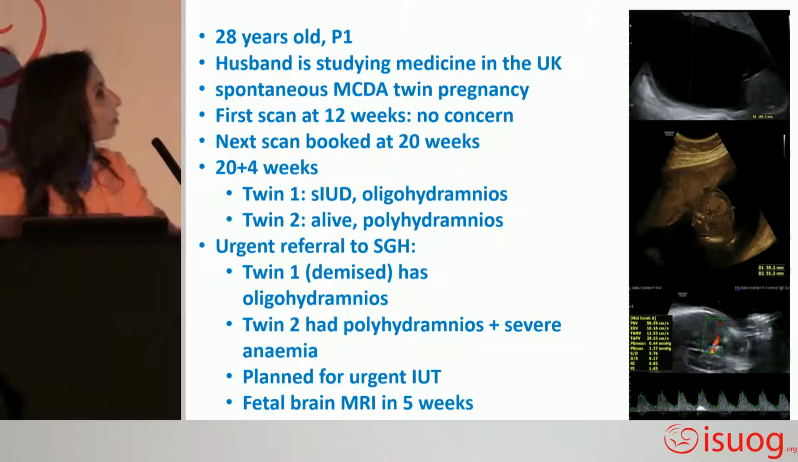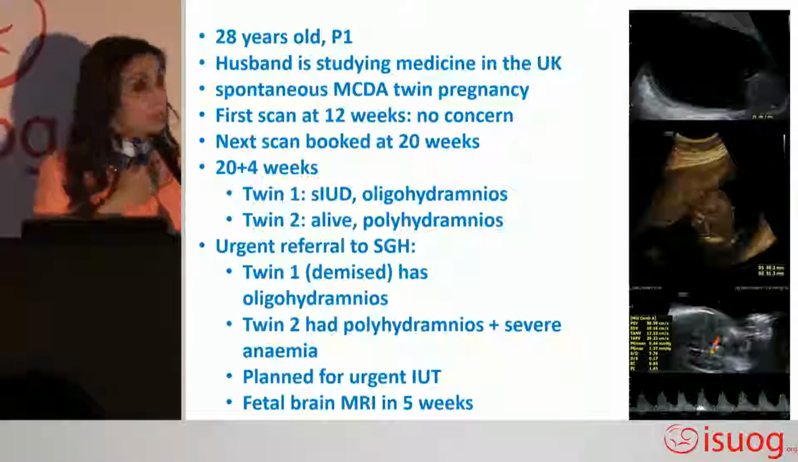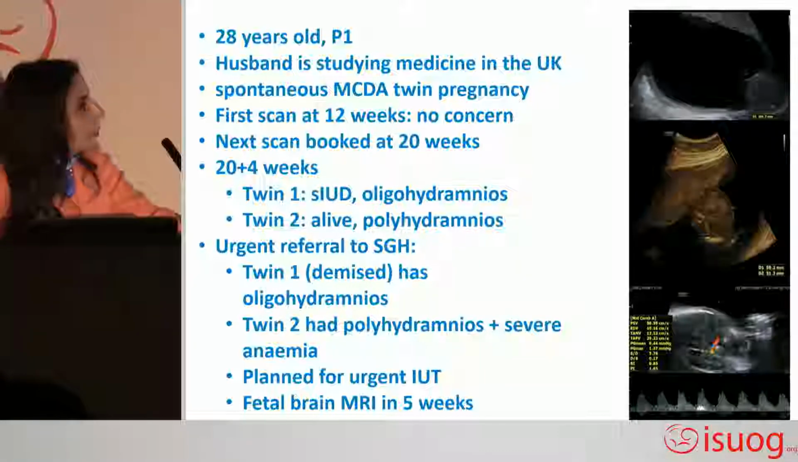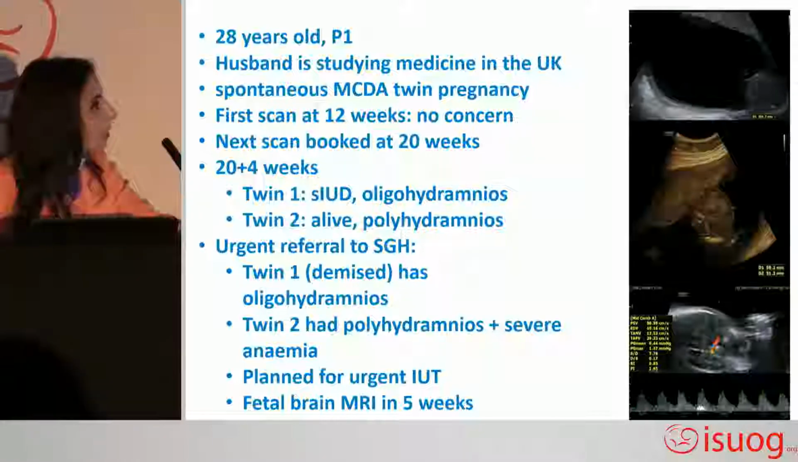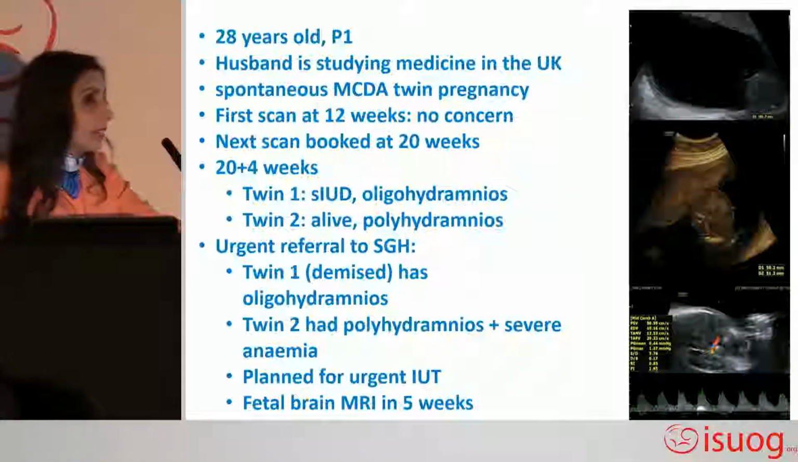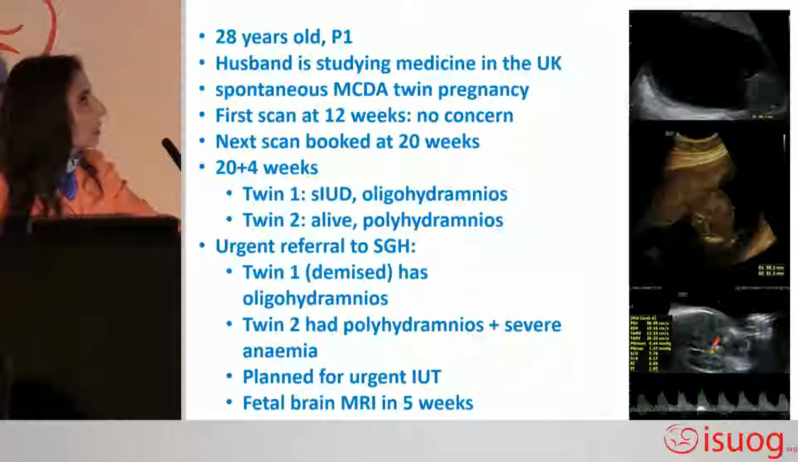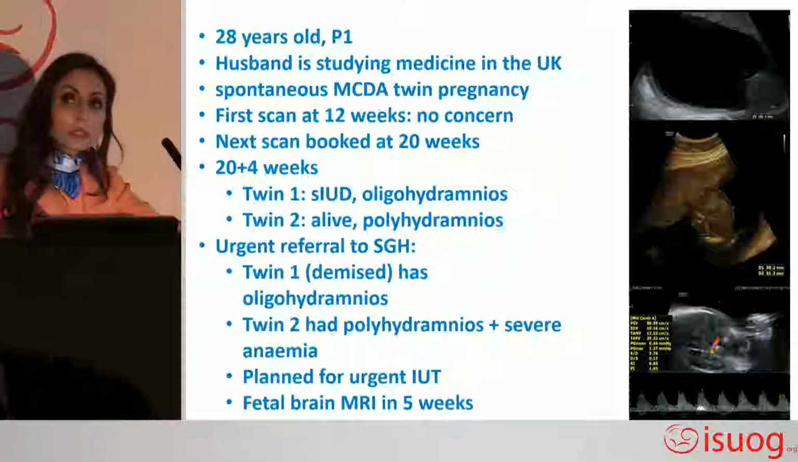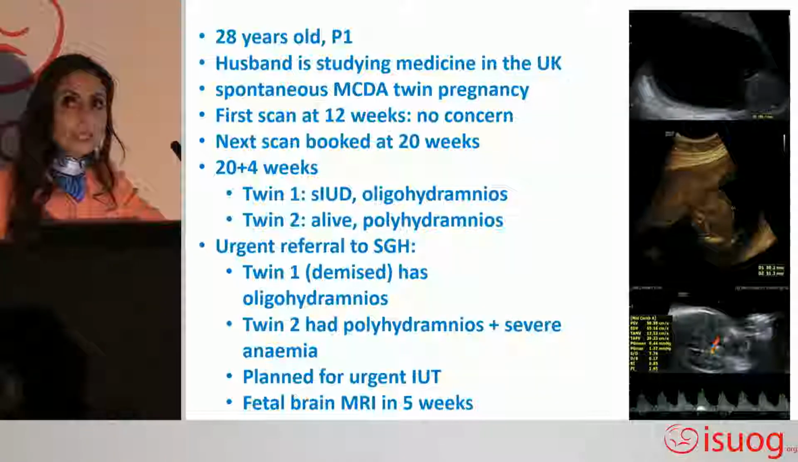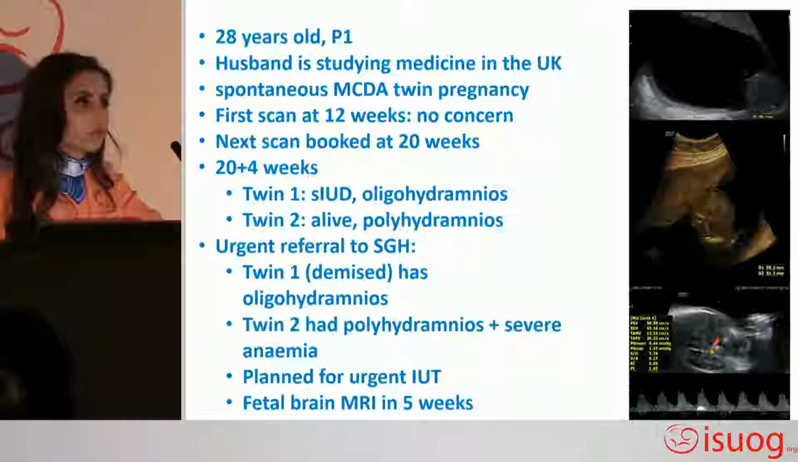So I'm just going to show you some cases that we came across. So this woman, she was 28 years old. She had a previous uncomplicated pregnancy, a healthy child. The husband was studying medicine in the UK. She had a spontaneous monochorionic diamniotic twin pregnancy, and the first scan was at 12 weeks. No problem. And then the next scan was booked at 20 weeks. What do you think?